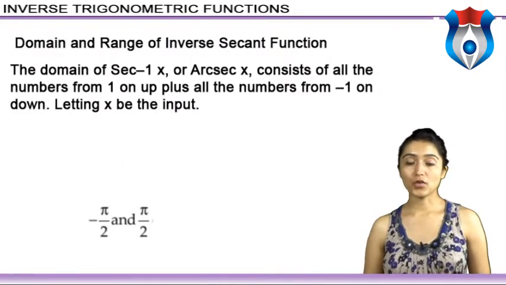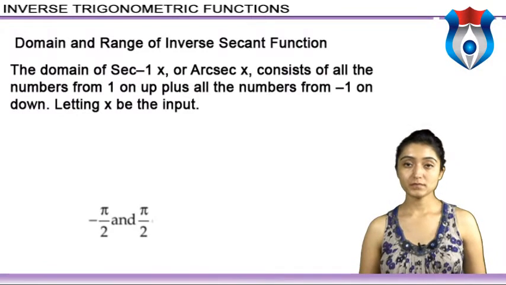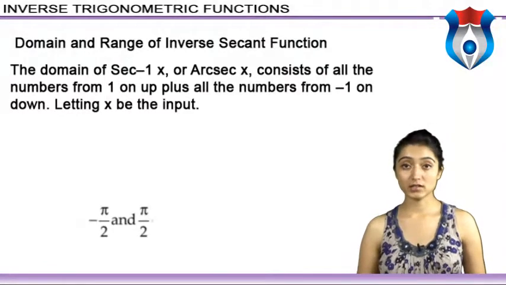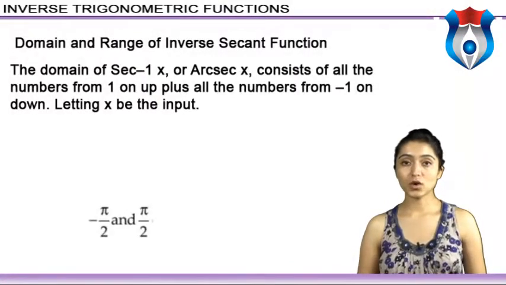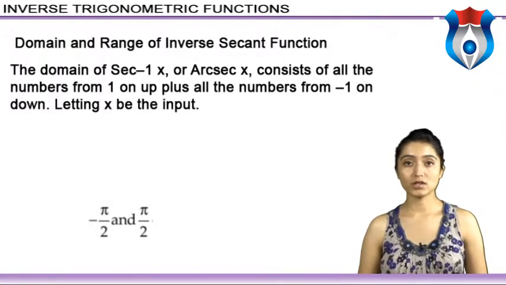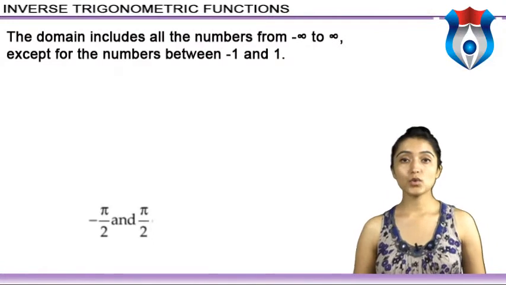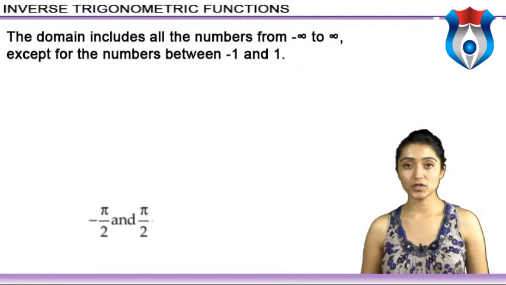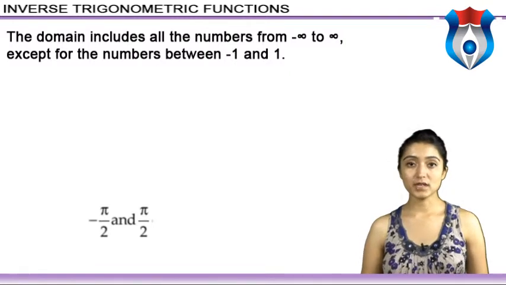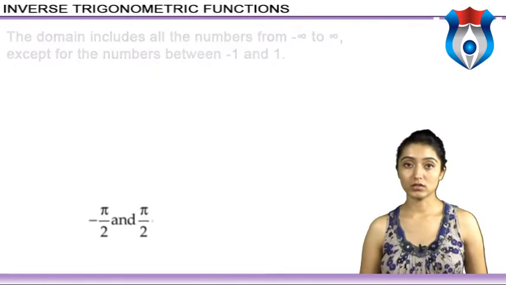Domain and range of inverse secant function. The domain of sec inverse x or arc sec x consists of all the numbers from 1 on up plus all the numbers from -1 on down. Letting x be the input, you write this expression as given on the screen. In other words, the domain includes all the numbers from -infinity to infinity, except for numbers between -1 and 1.